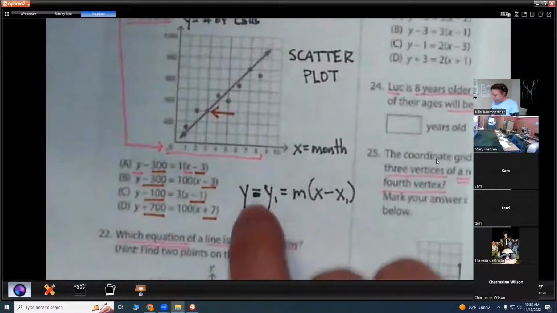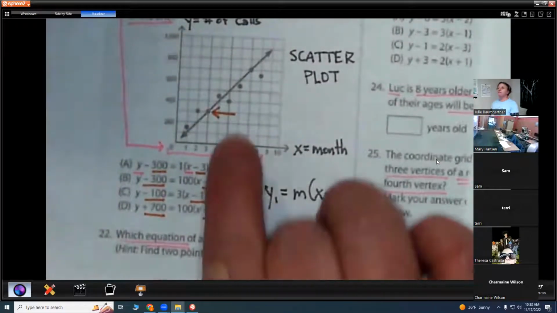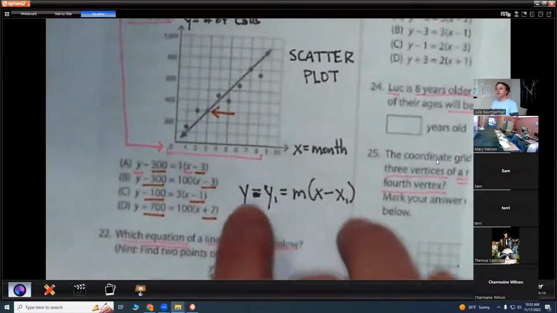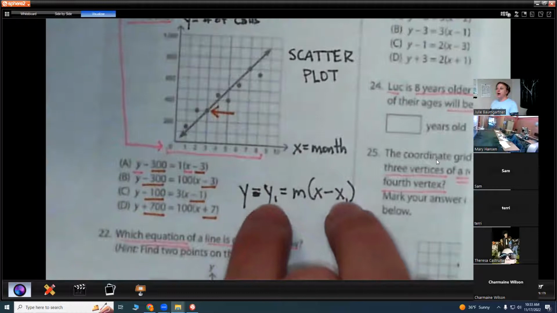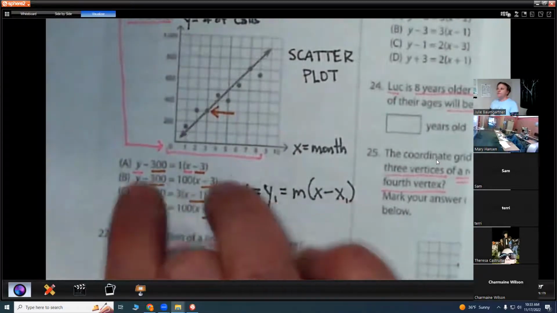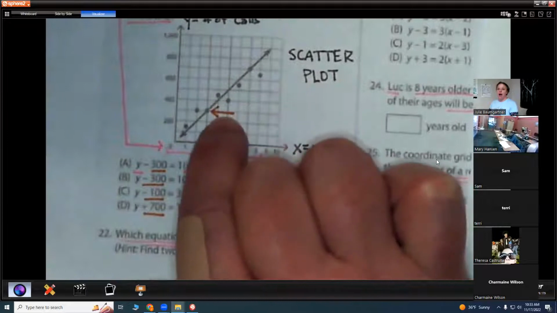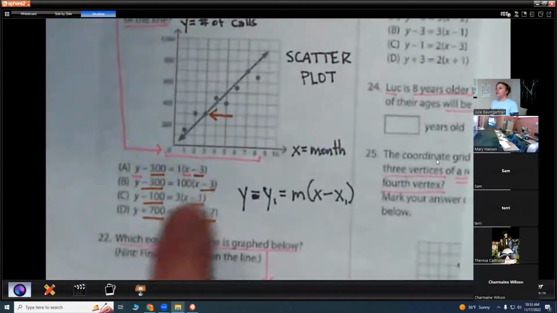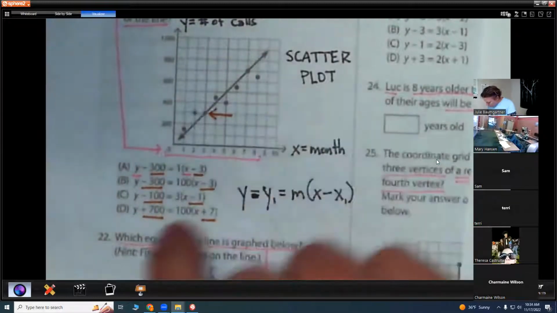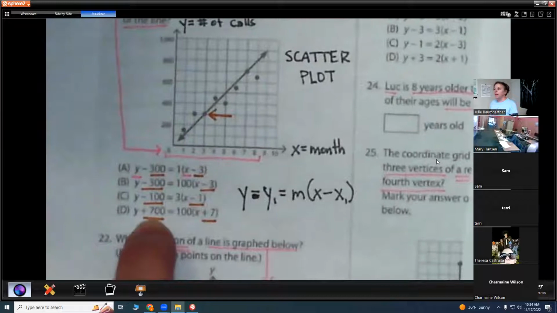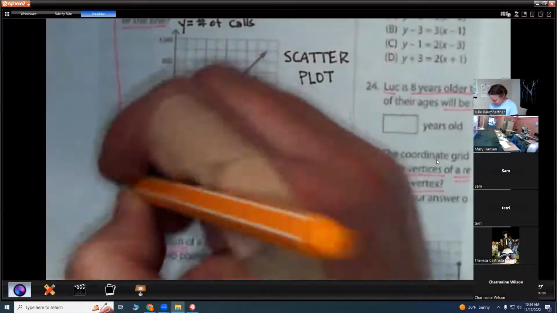No, because see, the minus is coming from the formula and not from the point. Does that make sense? So the values of X and Y are negative in the formula, but positive on the graph. Go ahead, Mary. If you look at D, how it has Y plus 700, that would be a Y1 value of negative 700. Right away we know D isn't the answer, but that's okay.